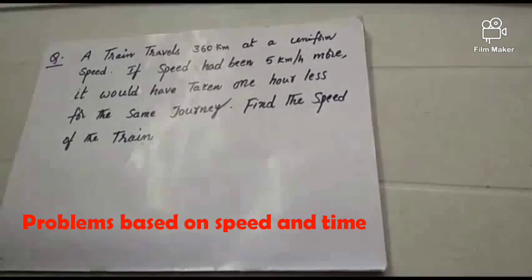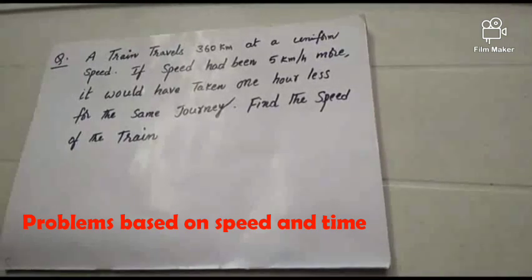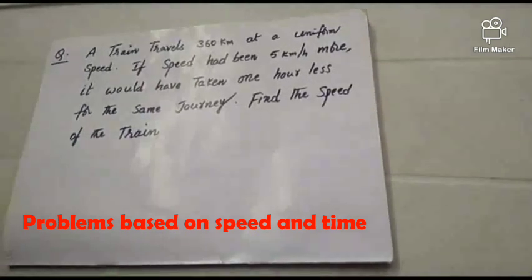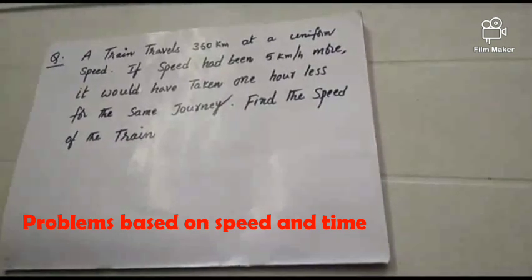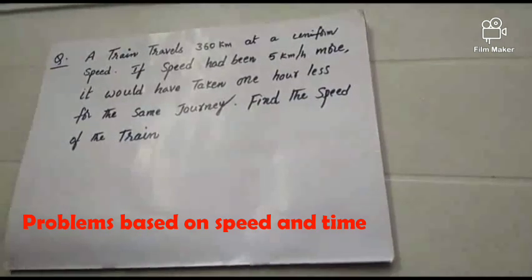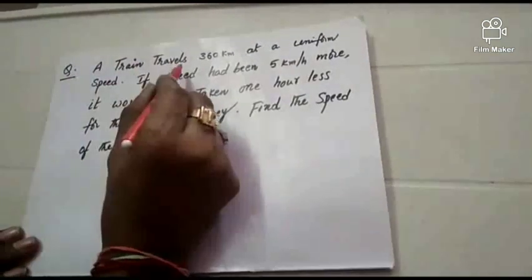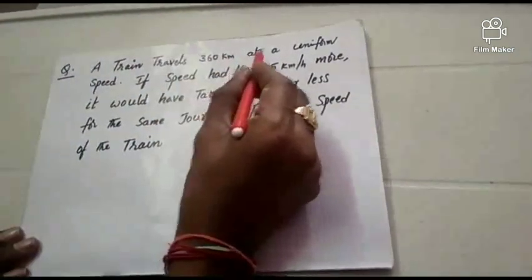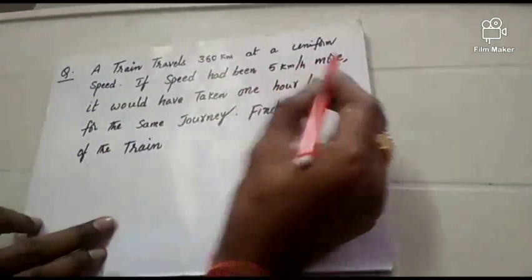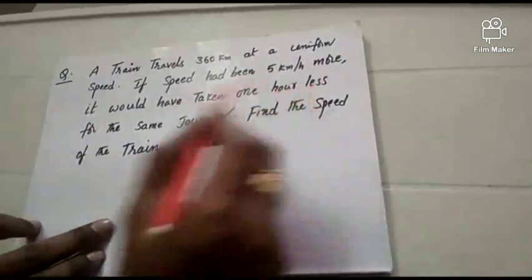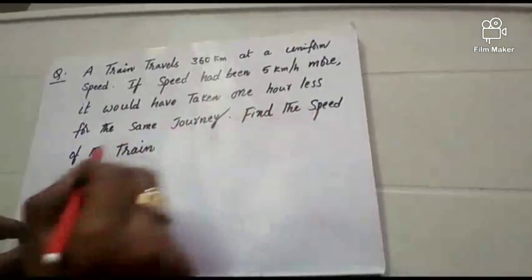Okay children, now we are going to discuss a word problem in quadratic equations, a problem based on speed. We have already discussed a few problems on how to find the roots of a quadratic equation. Here is one problem. A train travels 360 kilometers at a uniform speed. If the speed had been 5 km per hour more, it would have taken 1 hour less for the same journey. The important thing here is the same journey. Find the speed of the train.